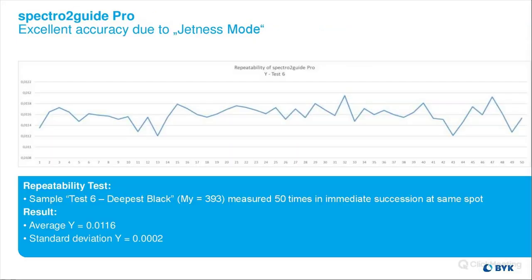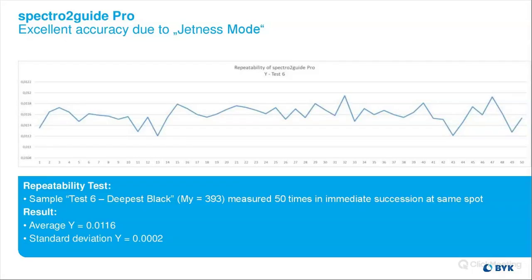And so when we look at a graph of some repeatability studies that were done based on these deep blacks, we took the deepest black, which had an MY value of 393, which is very deep. When we look at that color, it almost looks like a black hole. There's no reflectance coming off of it. When we measured it 50 times in immediate succession, so this is for repeatability, we found that the standard deviation was 0.0002, which is very, very low.